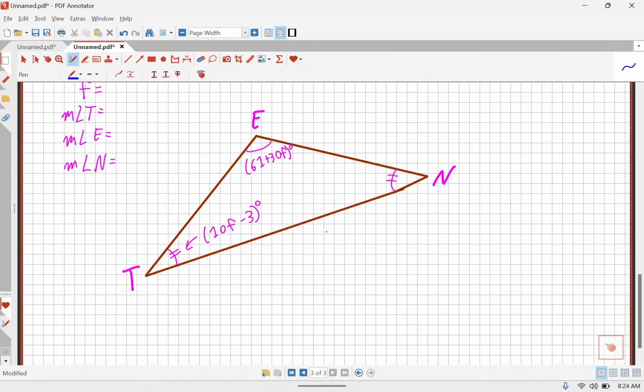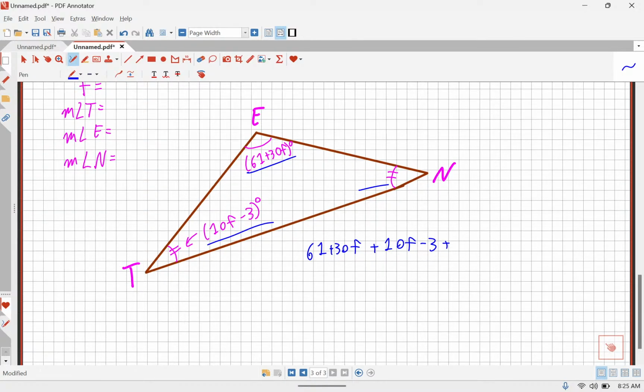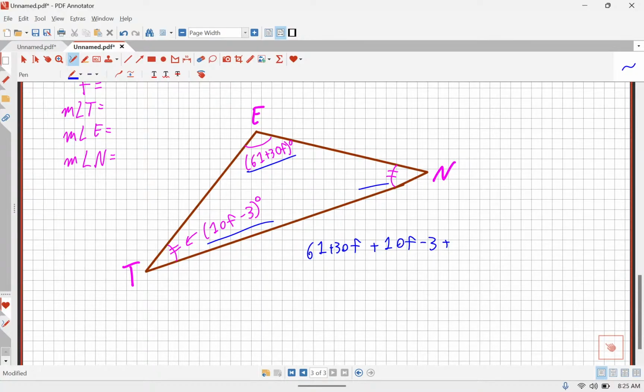So if I write this down, guys, this angle is 61 plus 30f, plus this angle is 10f minus 3, plus this. I didn't tell you what that angle was. Kenny, how can we use this information that I've given you to have something to work with on this guy? Because I didn't tell you what this angle was, but I have to add all three of them to get 180. So what am I supposed to put in when I want to add that? Yeah, it's literally the same angle as the other one, so I have to put that in twice.